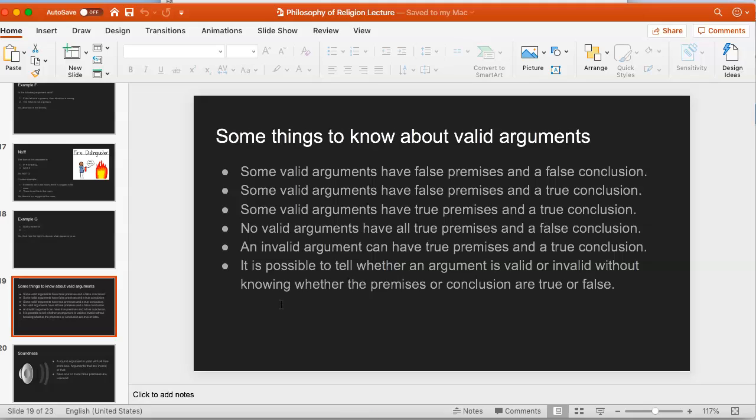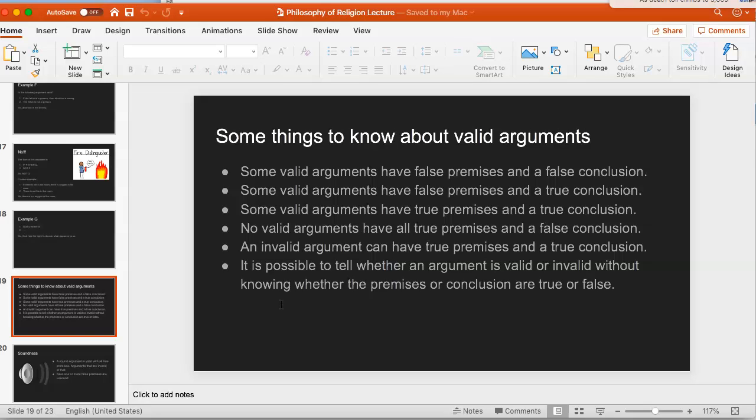No valid arguments have all true premises and a false conclusion. This is the only kind of argument that you cannot have, and this follows from the definition of a valid argument. A valid argument is one in which, if the premises are true, the conclusion must be true. It's impossible for all the premises to be true and the conclusion false. So you cannot have a valid argument with all true premises and a false conclusion. You can, however, have an invalid argument with all true premises and a true conclusion. The example about the presidents would be a good example of that.